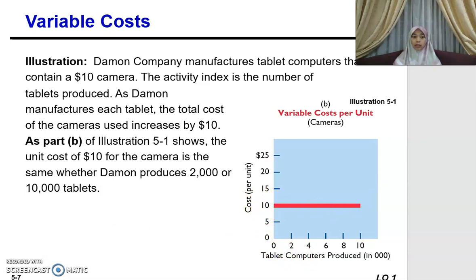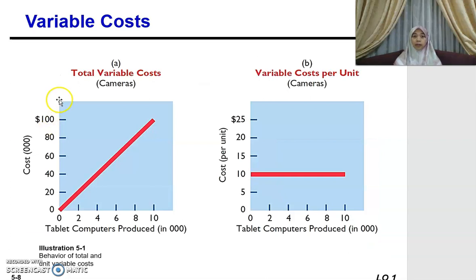So you need to understand how your variable cost behaves. The total variable cost increases proportionately with your level of activity, whereas your variable cost per unit remains constant. Graphically, this is how you sketch or draw your graph. Hopefully you have a better understanding of your variable cost.